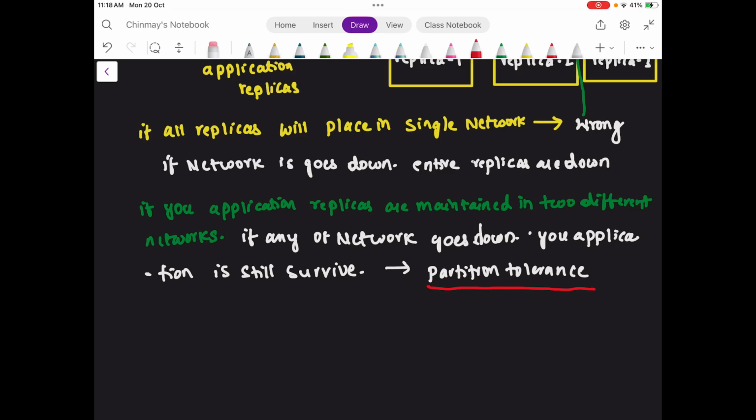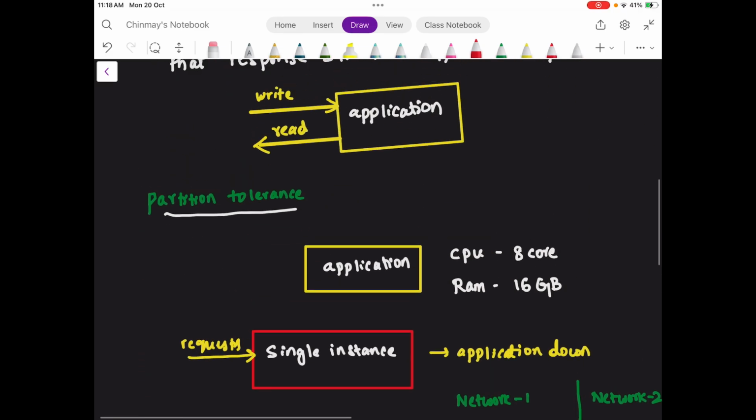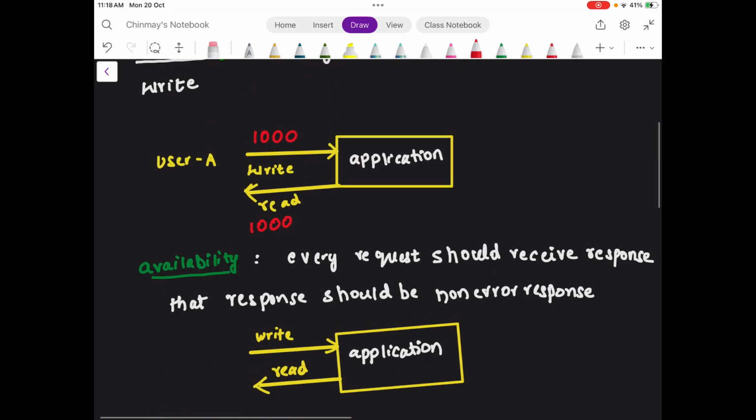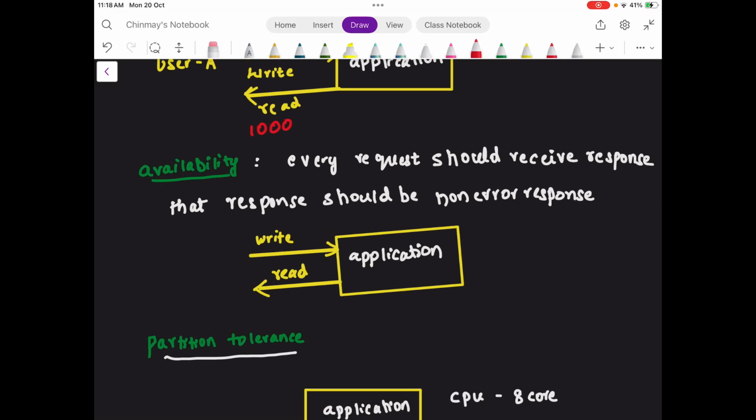Okay, these are the three terms in the CAP theorem. The first one is consistency, the second one is availability, and the third one is partition tolerance. In simple words, let's recap these three parameters. The first one is consistency. Consistency means every read should receive the most recent write data. If your application has that behavior, then it has consistent behavior.